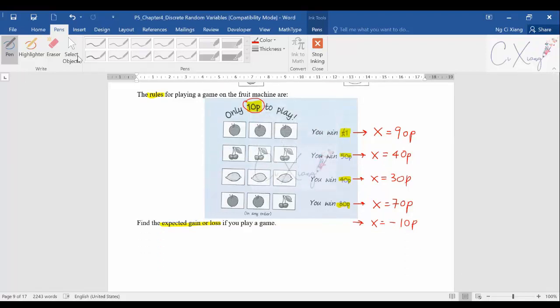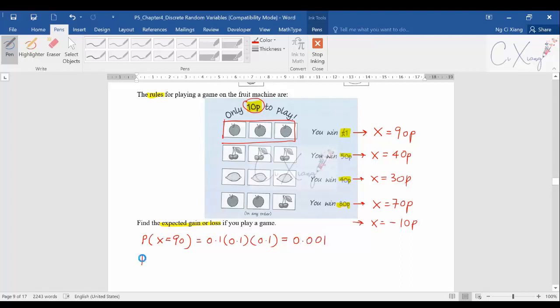Right, so now I just want to show you roughly how you can get x equals 90 cents. To get the 90 cents, you need to get apple, apple, apple. So apple, apple, apple means what? 0.1 multiplied by 0.1 multiplied by 0.1. Okay, so you get 0.001.